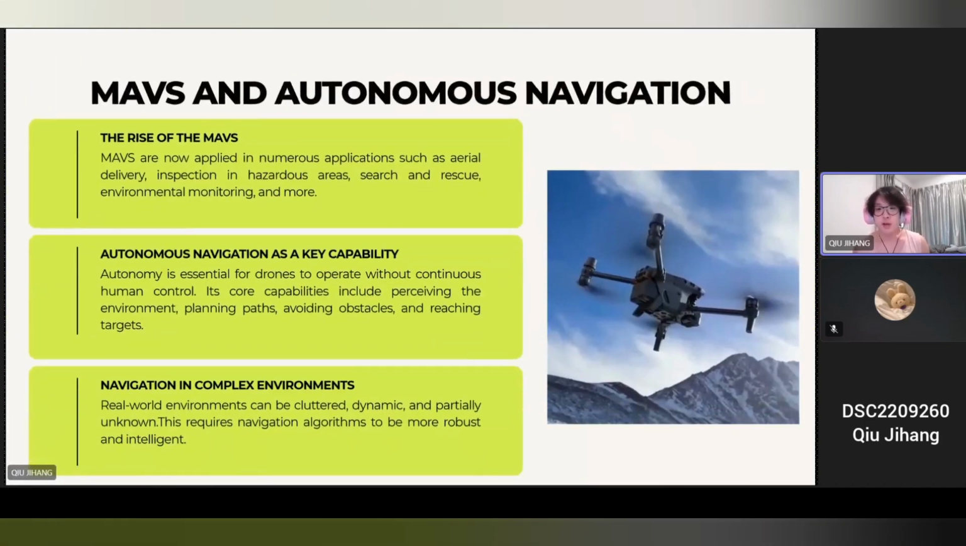Micro aerial vehicles are now widely used in tasks such as aerial delivery, hazardous area inspection, search and rescue, and environmental monitoring. To perform these missions, they need reliable autonomous navigation, meaning they must sense the environment, plan safe paths, avoid obstacles, and reach targets without human control.